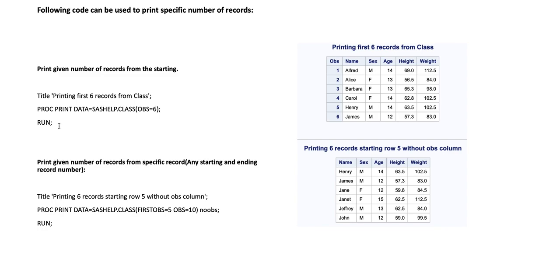When we run this first code, the result is obtained as shown on the right side, in the first table. Here, the result is showing that the print starts from the first record and ends at the 6th record. It will print a total of 6 records. One more point here: one observation column is added. That is the default in the case of proc print.